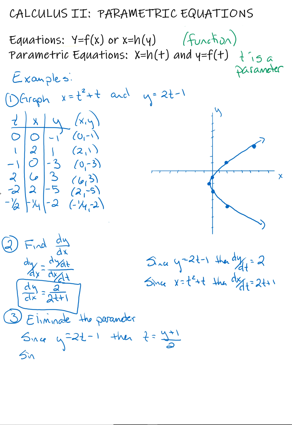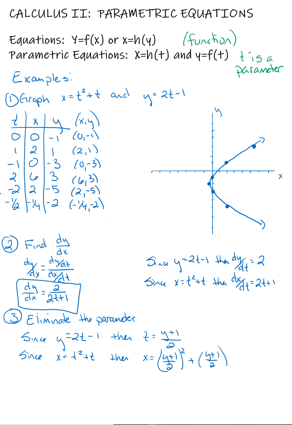And now, if we take our other function, x, which is t squared plus t, then we can simply replace the t's with something in terms of y. So x is (y plus 1 over 2) quantity squared plus (y plus 1 over 2), right? Again, all I'm doing here is replacing those t values with what we've come up with in that first statement.